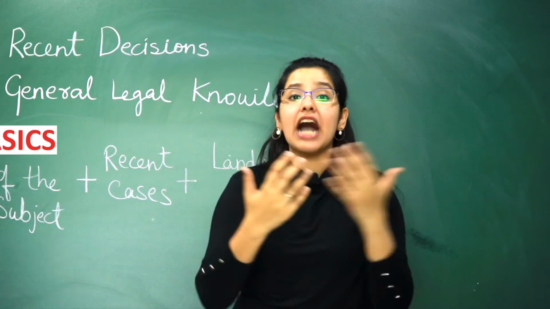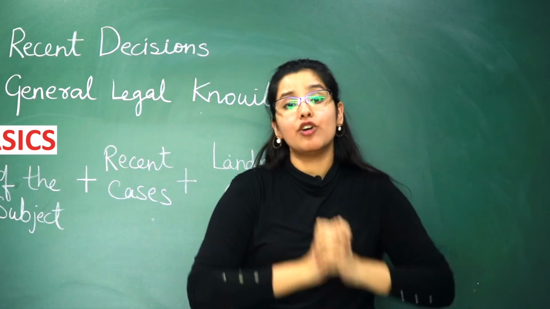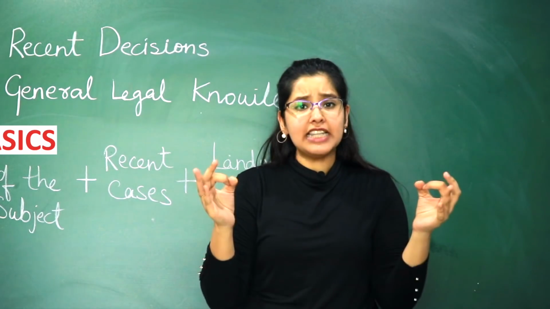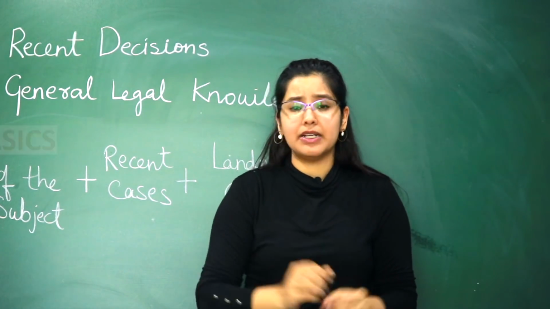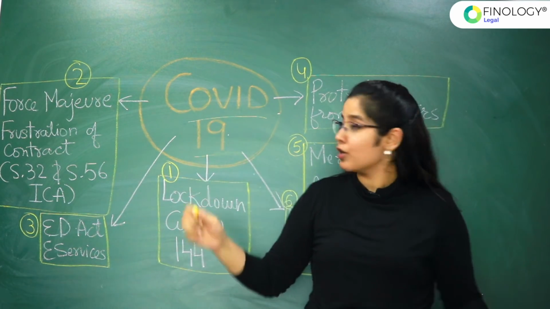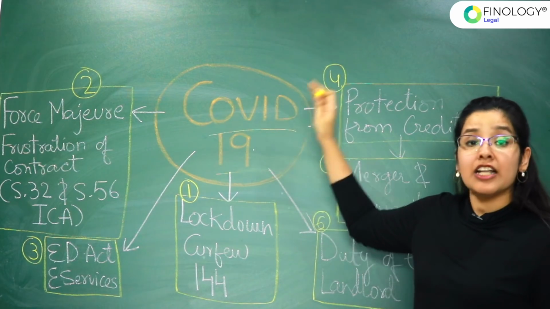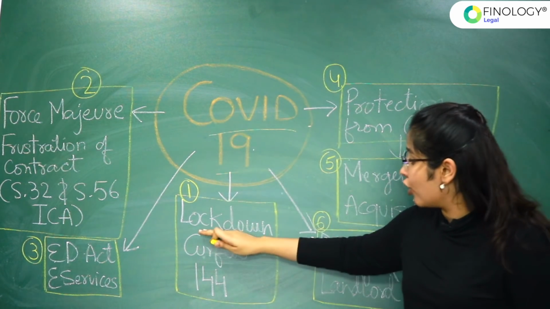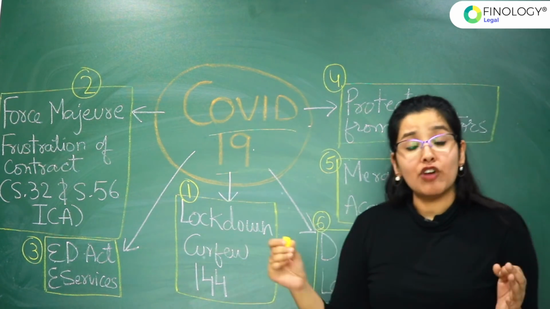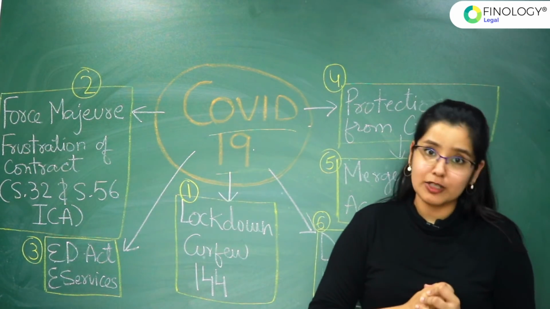Now let's talk about our strategy. How are we going to cover the maximum portion for CLAT PG 2020? For that, let's take a simple example. Let's take one single example that almost everyone knows everything about. COVID-19 and look at the various legal issues that are attracted by it. So instantly we saw the imposition of lockdown and curfew. So section 144 of CrPC becomes important and the various punishment clauses related to it also become important.